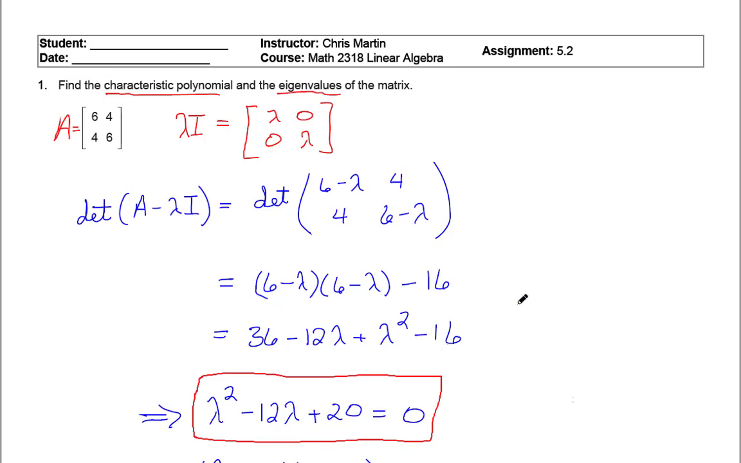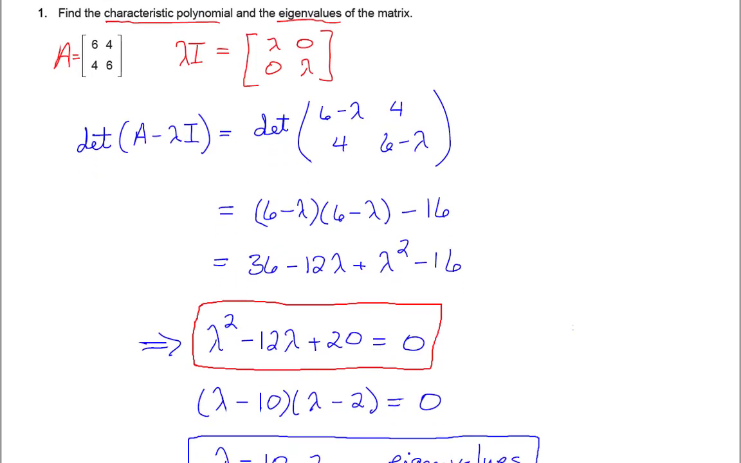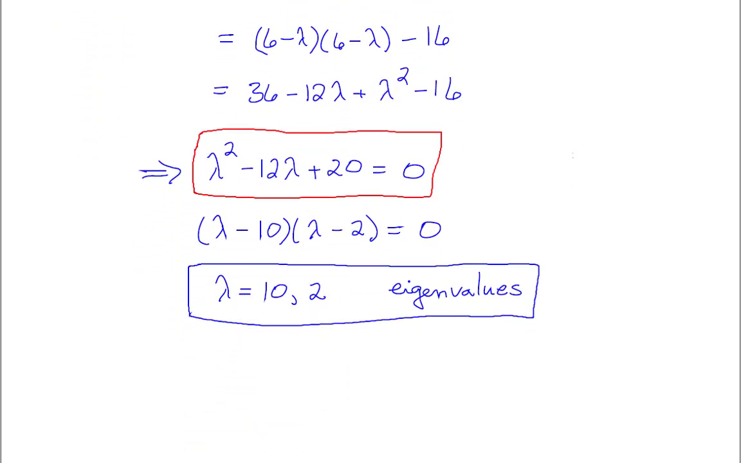Cleaning that up and setting it equal to 0, that is our characteristic polynomial. It is factorable. It's factorable into lambda minus 10, lambda minus 2. Setting each of those pieces equal to 0, we get our eigenvalues of 10 and 2.